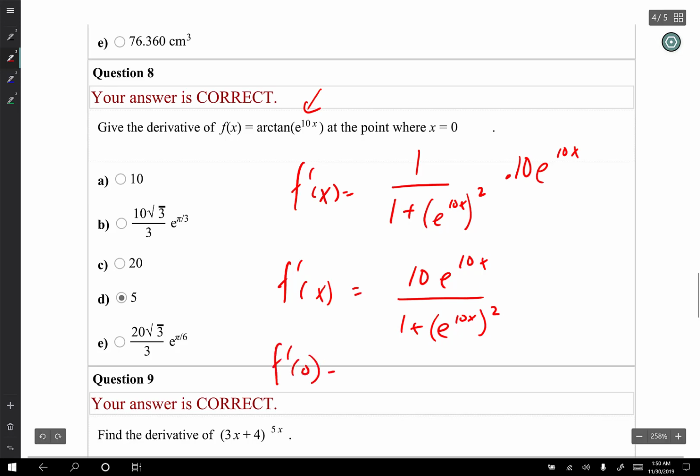f prime of 0 equals e to the 0 is 1. 1 times 10 is 10. e to the 0 is 1. 1 squared is 1. 1 plus 1 is 2. 10 divided by 2 is 5.